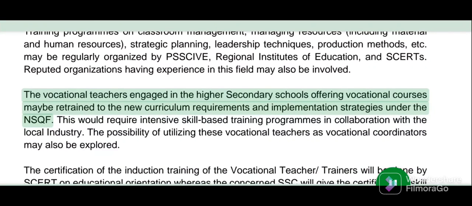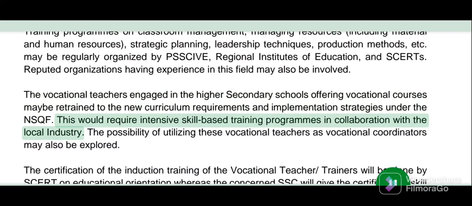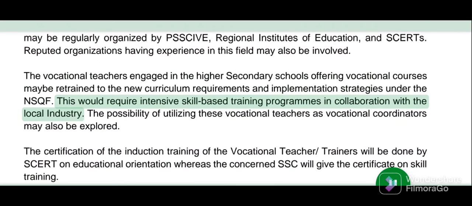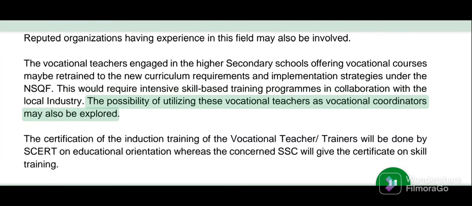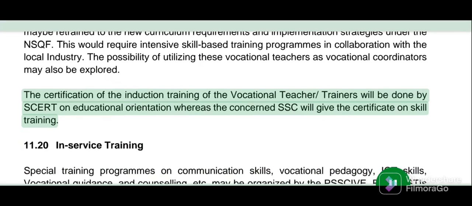The vocational teachers engaged in the higher secondary schools offering vocational courses may be retrained to the new curriculum requirements and implementation strategies under the NSQF. This would require intensive skill-based training programs in collaboration with the local industry. The possibility of utilizing these vocational teachers as vocational coordinators may also be explored. The certification of the induction training of the vocational teacher trainers will be done by SCERT on educational orientation, whereas the concerned SSC will give the certificate on skill training.